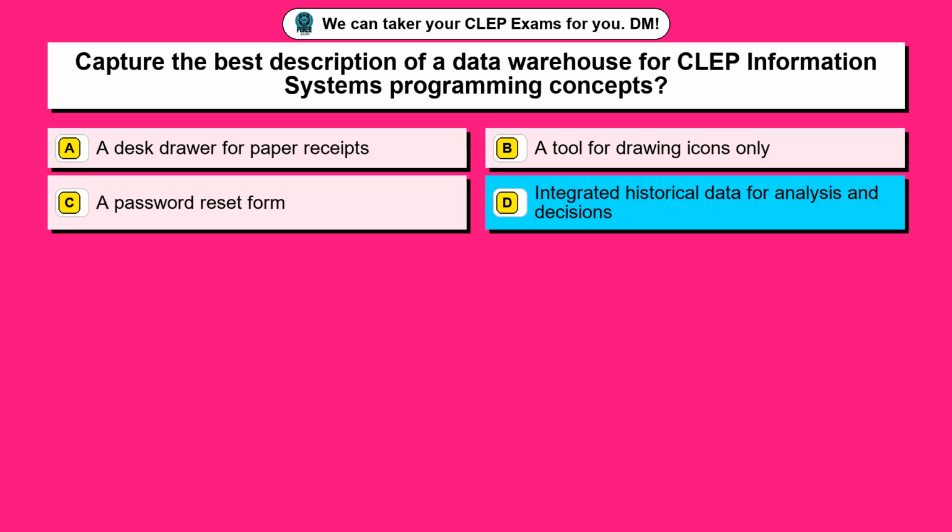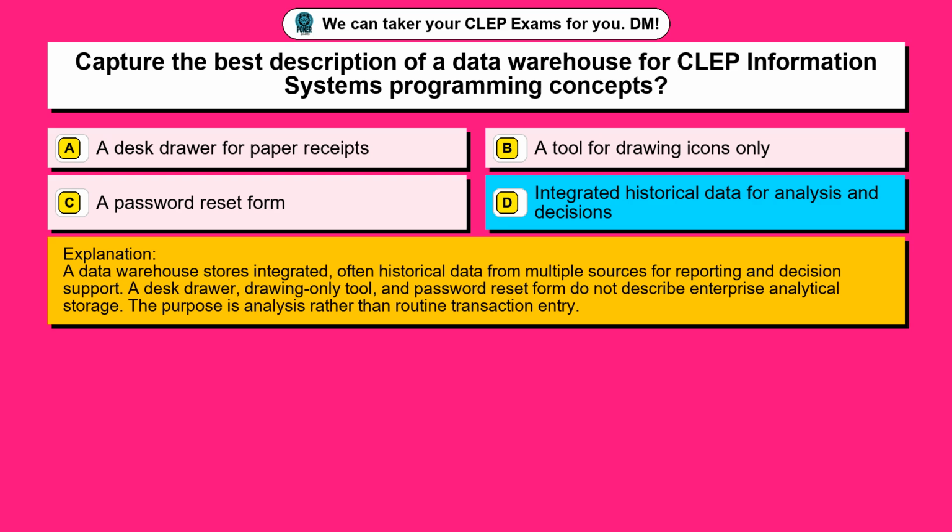The correct answer is option D. Integrated historical data for analysis and decisions. A data warehouse stores integrated, often historical data from multiple sources for reporting and decision support. A desk drawer, drawing-only tool, and password reset form do not describe enterprise analytical storage. The purpose is analysis rather than routine transaction entry.